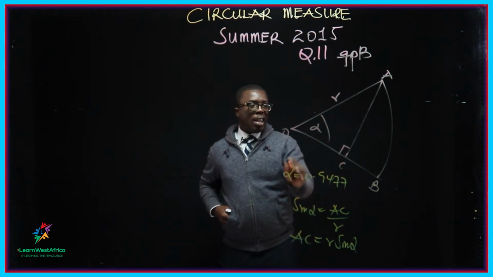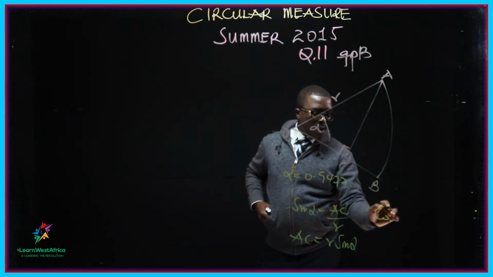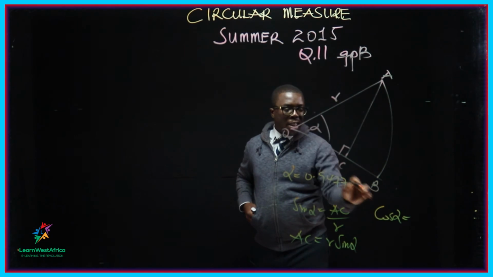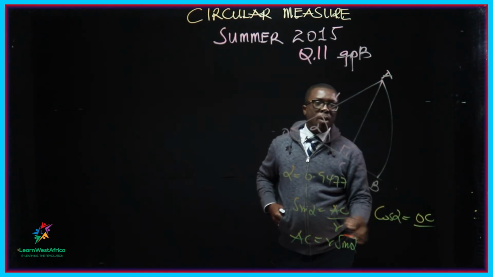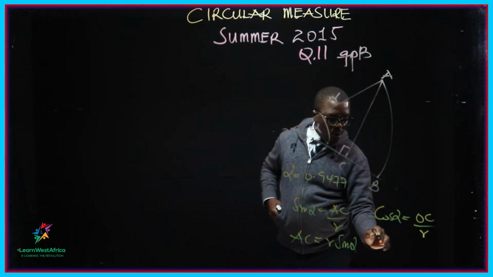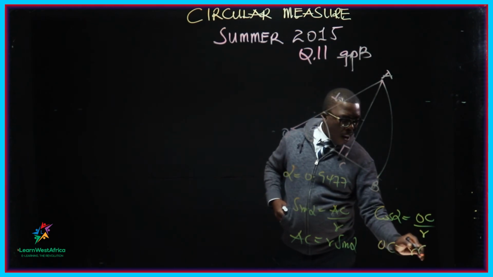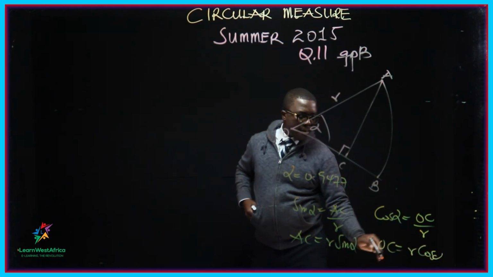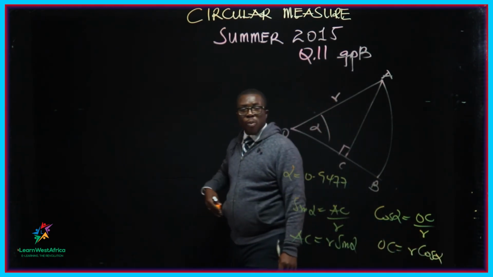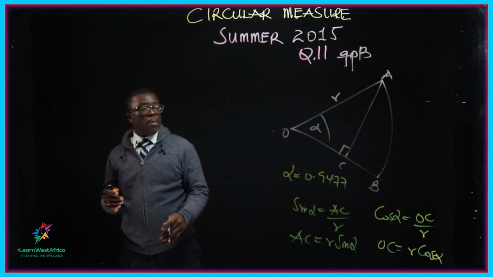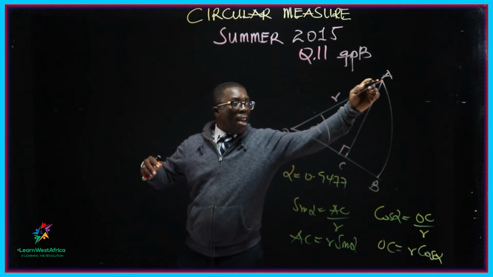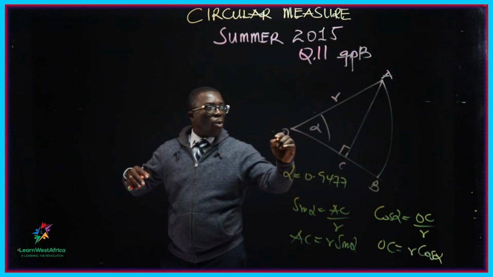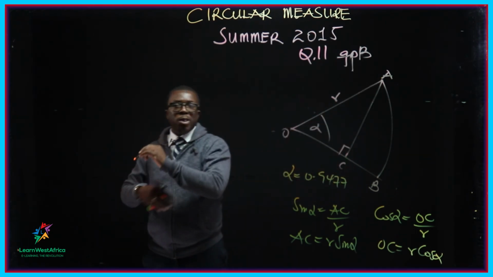And cos is adjacent over hypotenuse. Cos alpha is going to be adjacent OC over hypotenuse R. So our OC is going to give us R cos alpha. Okay, so we want to find the ratio of the perimeter. The perimeter is going to give us OA plus AC plus OC.